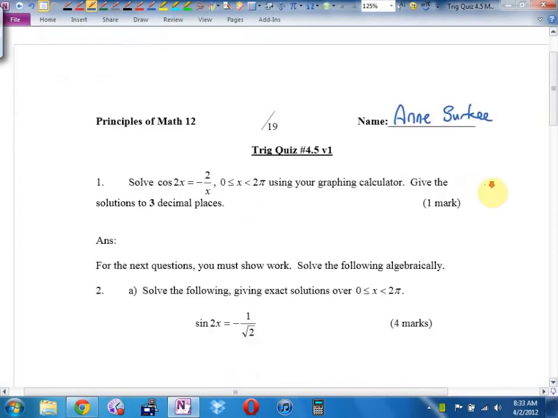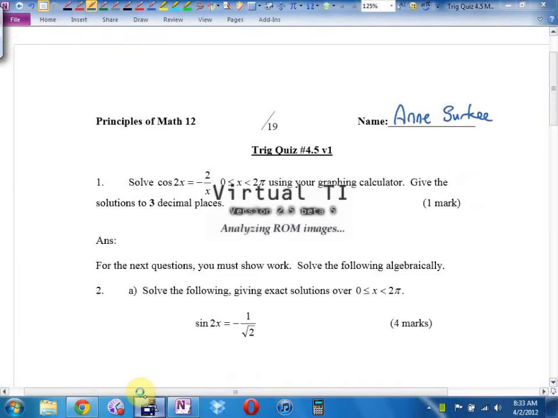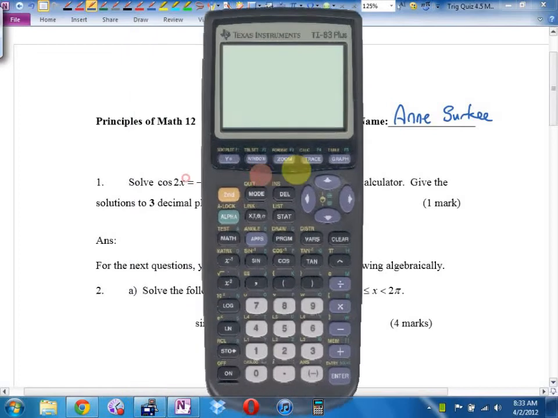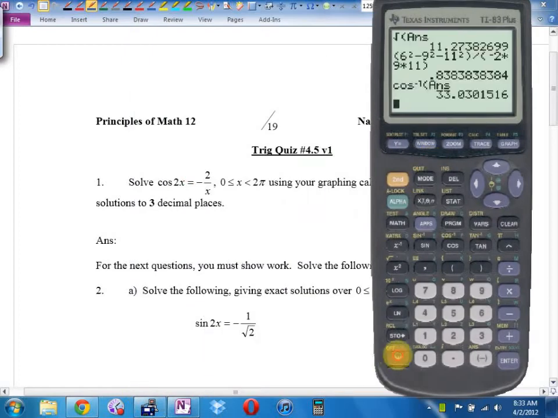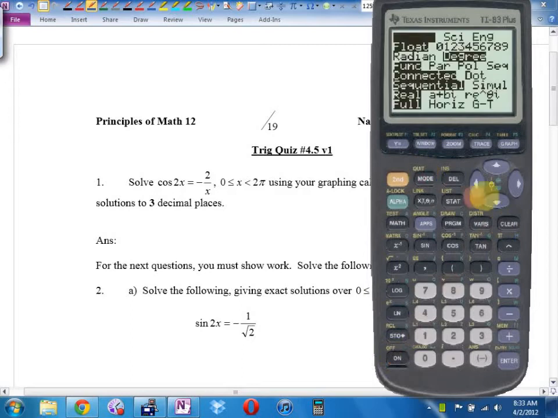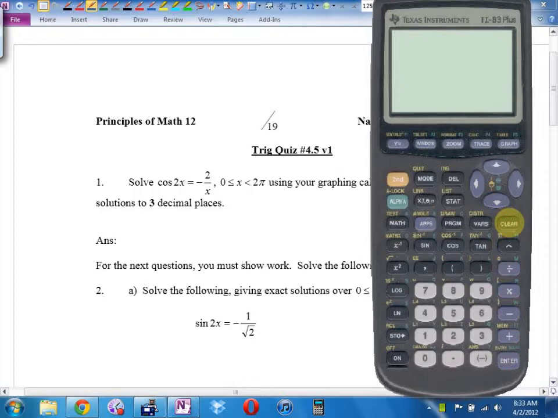Number 1, solve that using a graphing calculator. Okay. You all right back there? You sure now? Okay. First thing you need to do, especially those of you that are in Physics 12, make sure your calculator is in radians. And those of you that are in physics, make sure it's in degrees for physics.